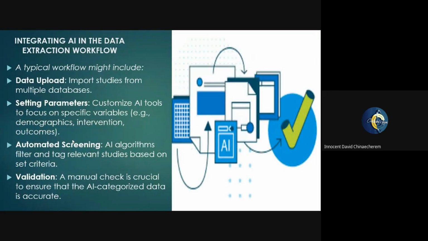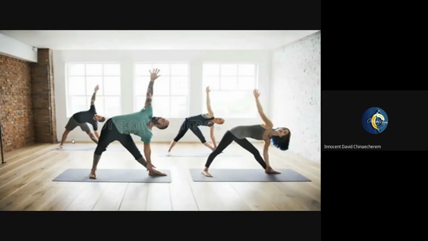So how do we even perform data extraction, which we are going to demonstrate. Very simple. We upload the studies that we're interested in. If we're using a generative tool that uses NLP like ChatGPT, all you need to do is upload the full text of the paper. Then you set the parameters, which is the prompt, telling it what you want to do. Then you automate the screening and you validate. How do you validate? You validate by doing your manual checks to be sure that it doesn't complicate the review or the entire process. So we're going to go into an exercise.